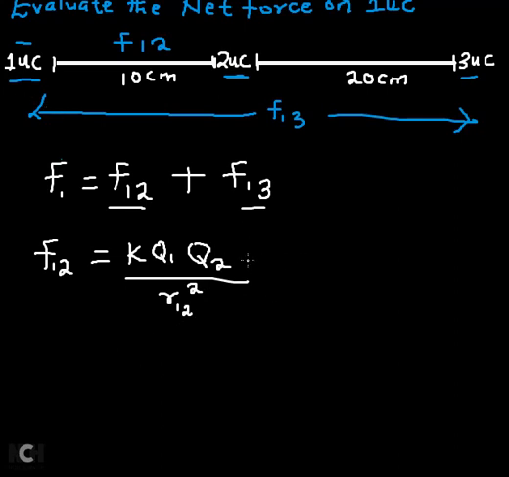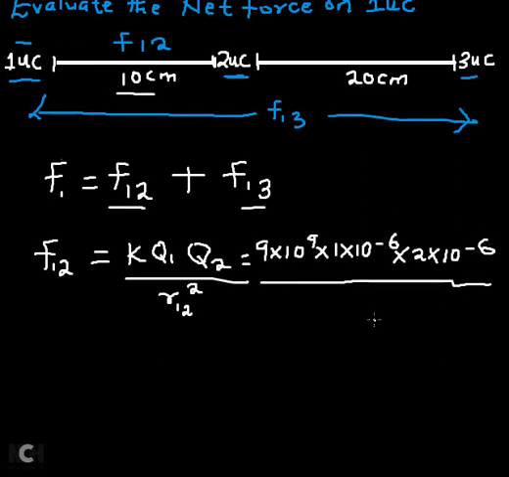All right, so let's evaluate that. K is 9 times 10 raised to the power of 9. Then multiply by Q1, which is 1 microcoulomb. We have to convert that, so that's 1 times 10 raised to the power of minus 6. Then times 2 times 10 raised to the power of minus 6. Then divided by the distance. The distance apart is 10 cm. Convert that to meters, that's going to give me 0.1. So I have 0.1 squared.